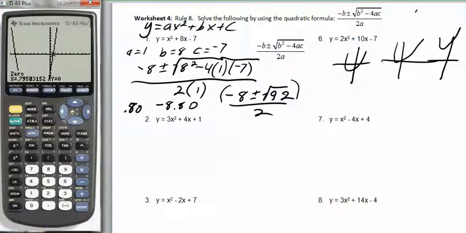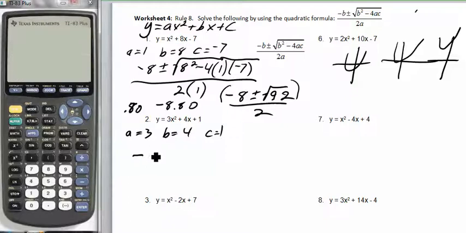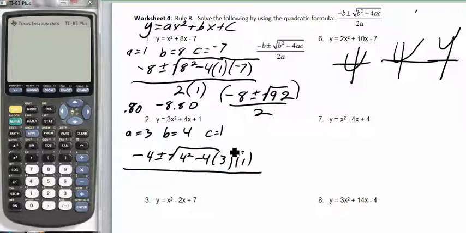So I'm going to work one more with the quadratic formula, and then you can decide if you want to do the rest of these with the calculator or with the quadratic formula. So here we go. So this is A. A is 3. B is 4. And C is 1. So our quadratic formula goes minus B plus or minus the square root of B squared minus 4 times A times C, all over 2 times A.